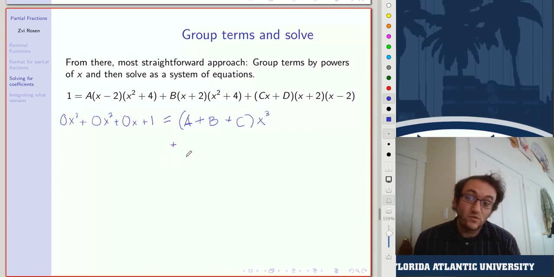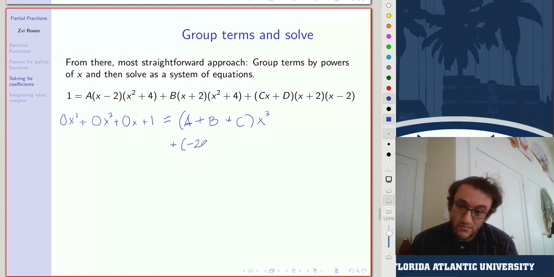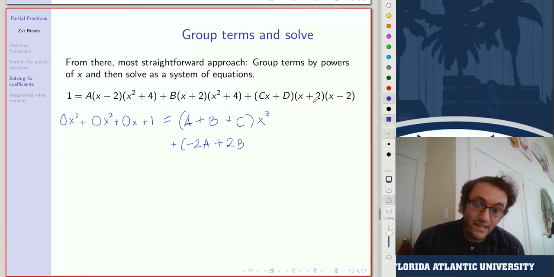Okay, now we look for the x squared terms. Well, in the first term, I'm going to have minus 2a times x squared. In the second term, we're going to get b times 2x squared, so that's going to be 2b. And in the third term, we can get dx squared. Actually, because this multiplies to x squared minus 4, we'll only get the dx squared, so that'll be just d.